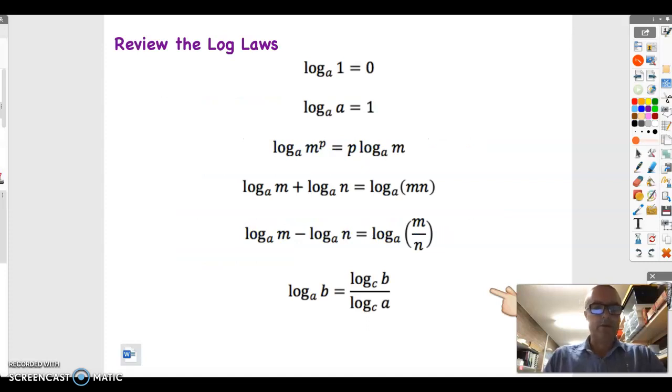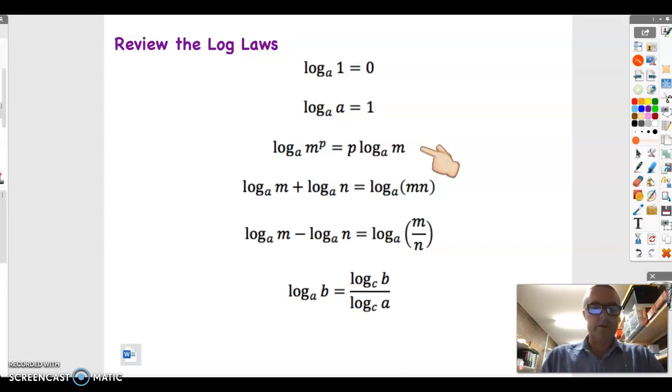Let's just do a quick review of the log laws. So the log of 1 for any base is equal to 0. When we've got the log of a to the base a, when those two things are the same, that simplifies to 1. When we can express m to the power of p in our logarithm, we can make p the coefficient of that expression.